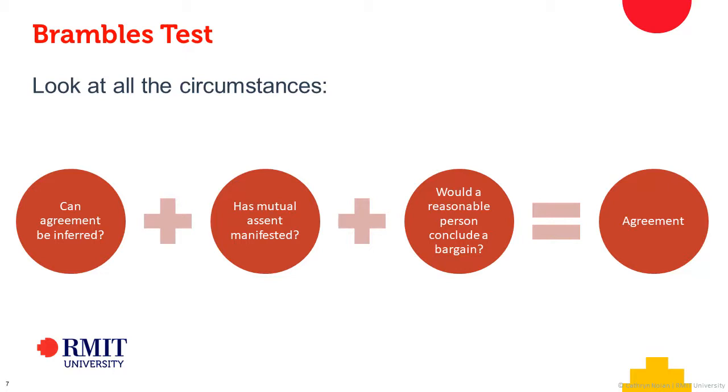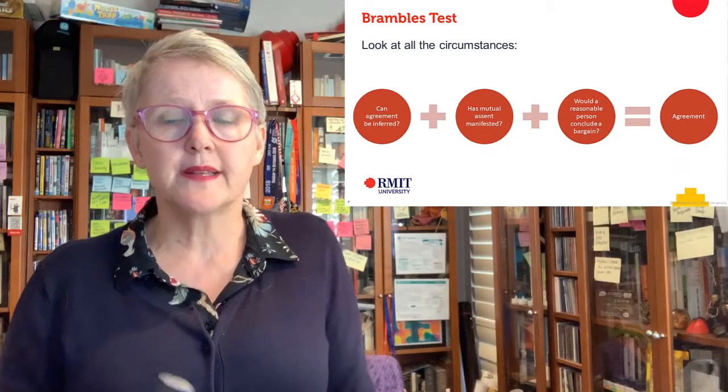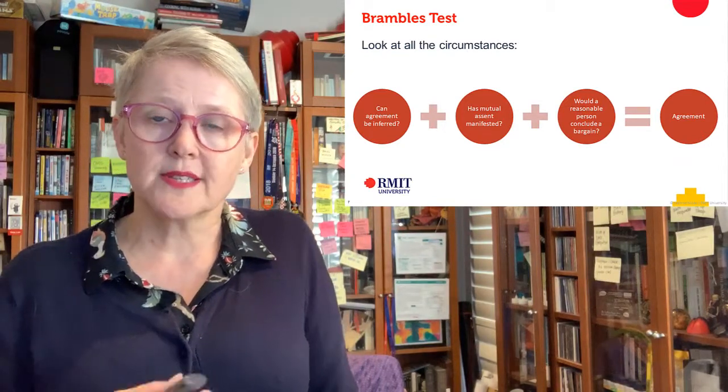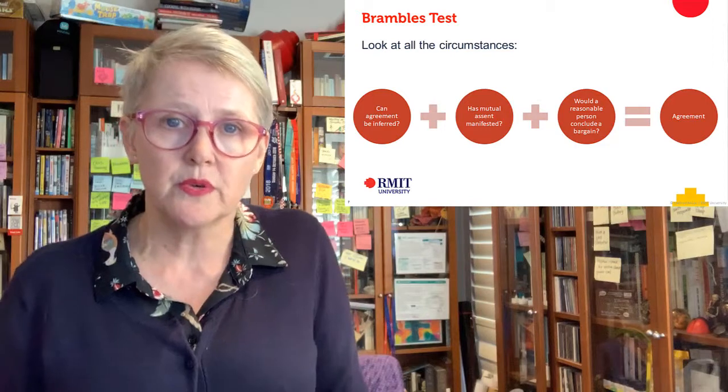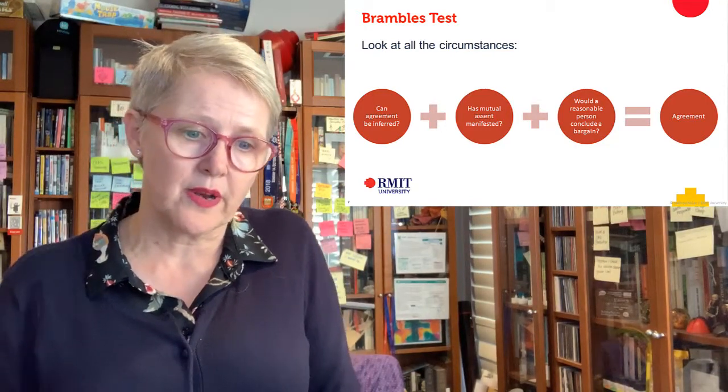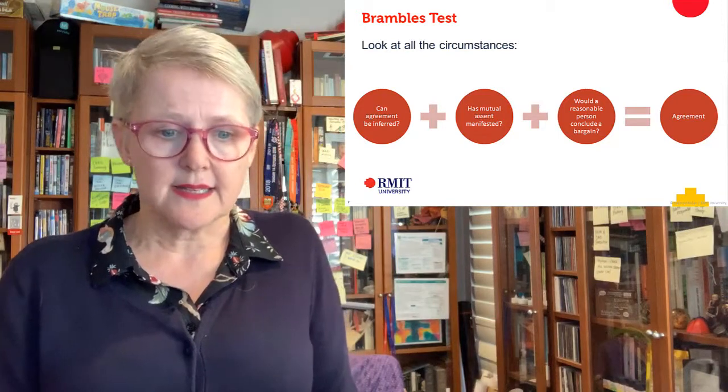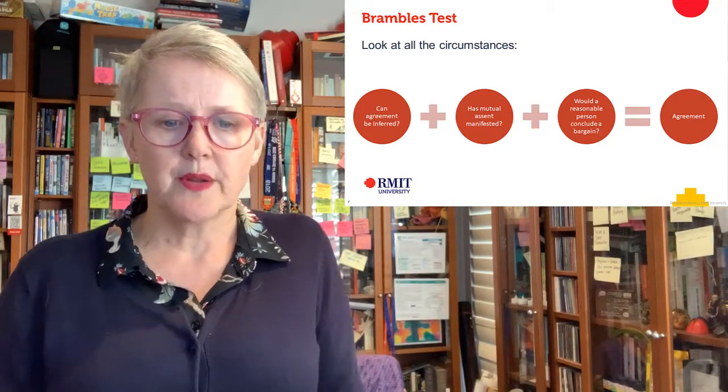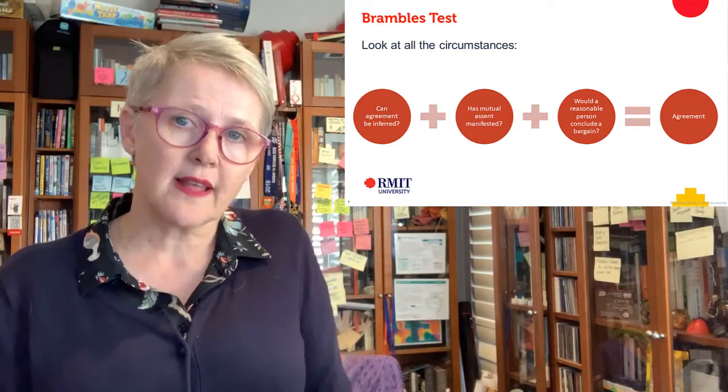So ultimately we can find a test in Brambles, and it asks us to look at the circumstances, determine whether we can infer an agreement from the conduct of the parties, and then if we can, from the conduct of the parties post the alleged contract being made, be able to see whether mutual assent has occurred, whether both parties are acting on such a basis that a reasonable outsider would assume that they had entered into an agreement. And ultimately that's the test. Would a reasonable person conclude that a bargain had been made? And if we could find that, then we have agreement.